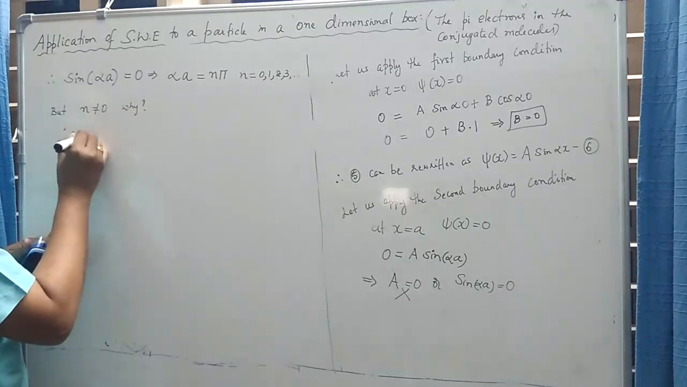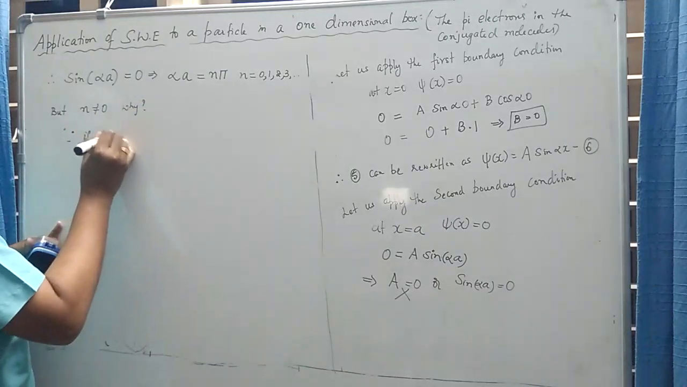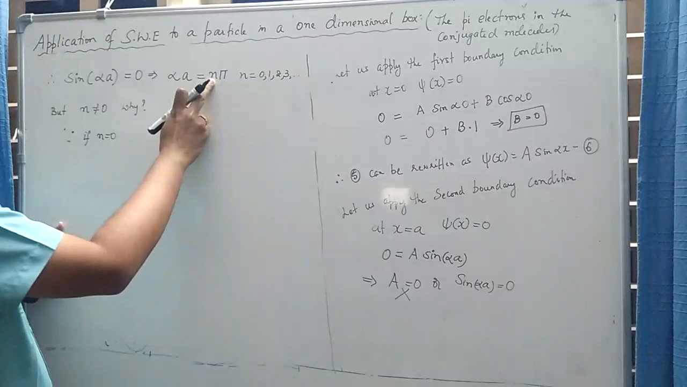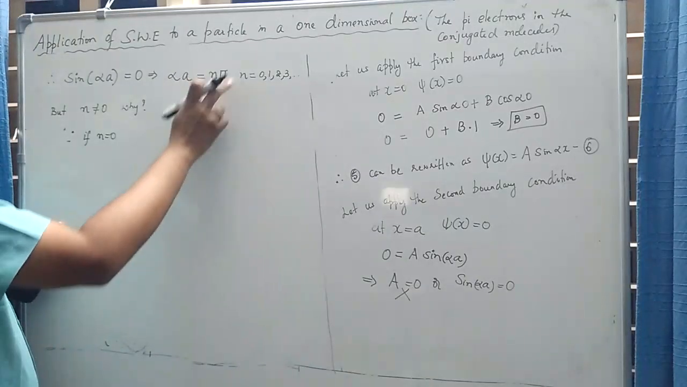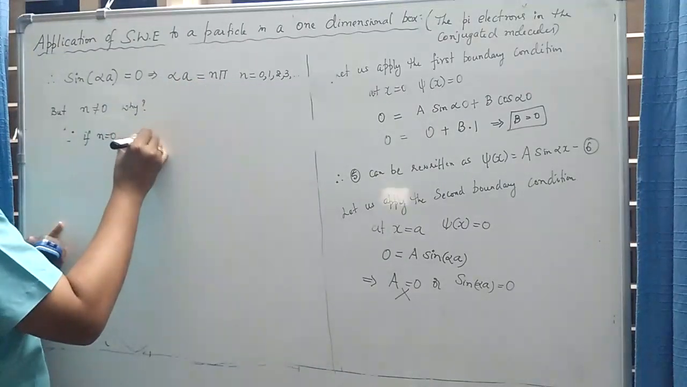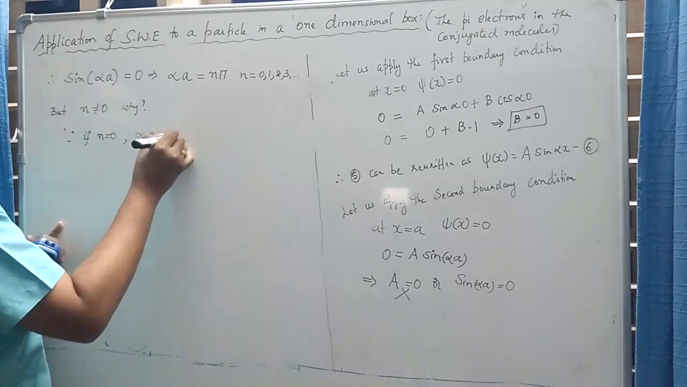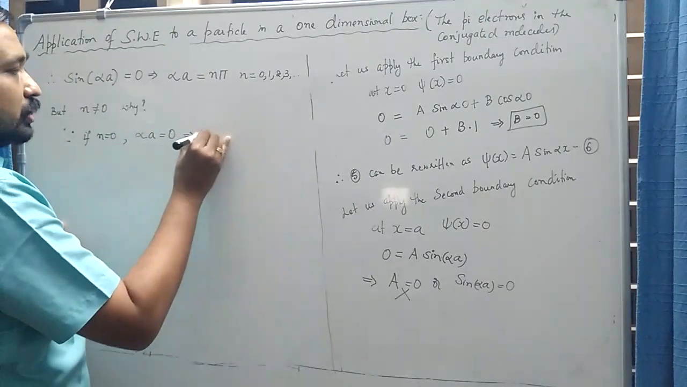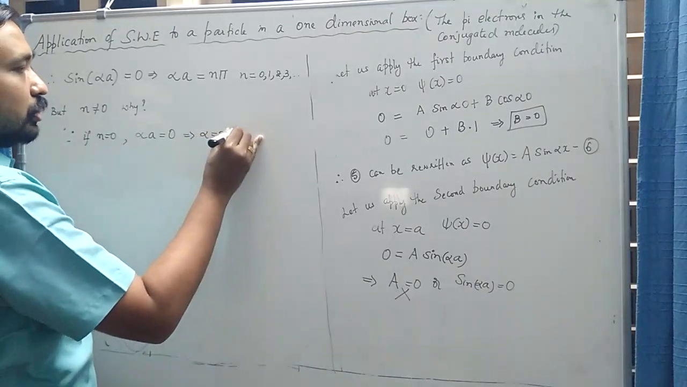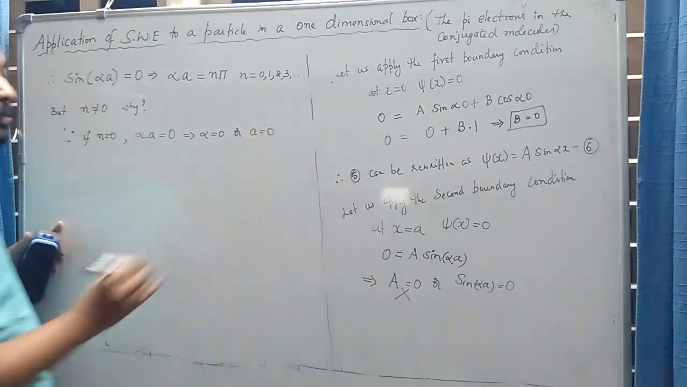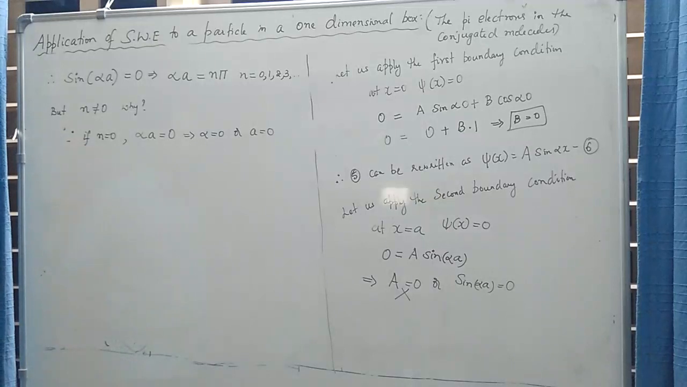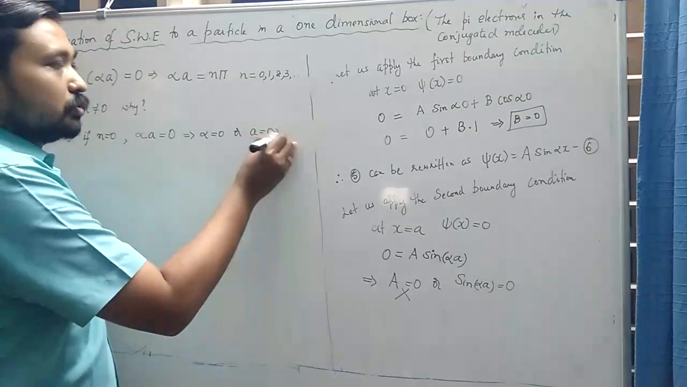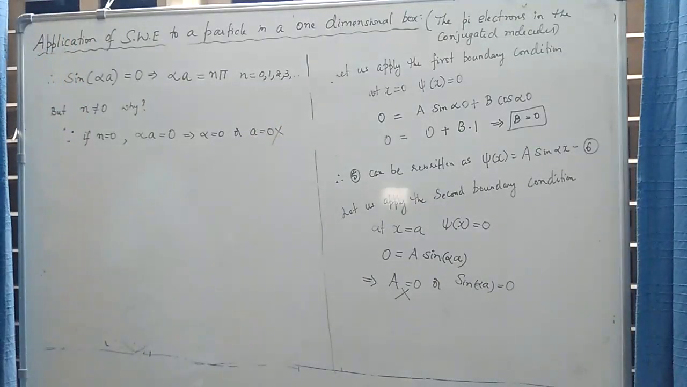Because if n is equal to 0, the right hand side becomes 0, it means alpha into A should be 0. If alpha into A is 0, either alpha should be 0 or A should be 0. Mathematically either alpha should be 0 or A should be 0, but A is equal to 0 is not possible. Why? Because A represents the length of the box.